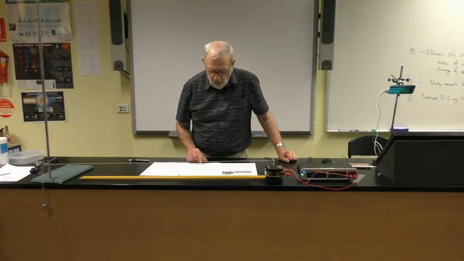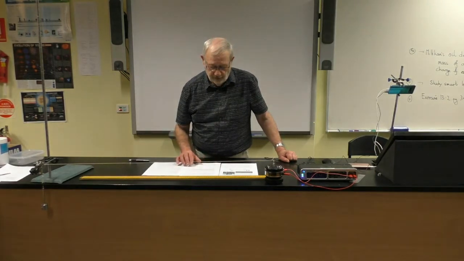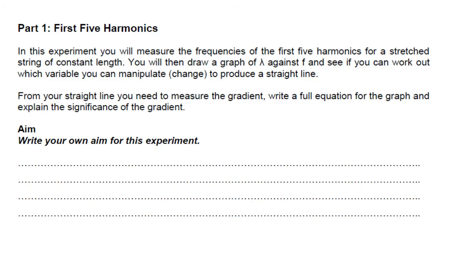First of all, a look at 5 harmonics. And it says, in this experiment you will measure the frequencies of the first 5 harmonics for a stretched string of a constant length. You will then draw a graph of wavelength against frequency and see if you can work out which variable you can manipulate or change, in other words, to produce a straight line. From your straight line, you need to measure the gradient. Write the full equation for the graph and explain the significance of the gradient.